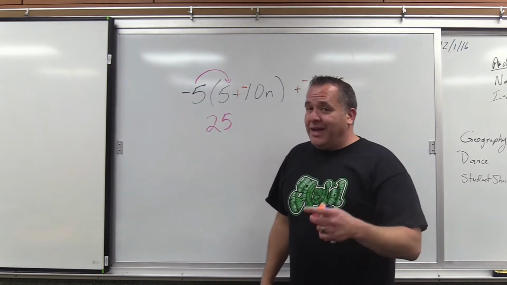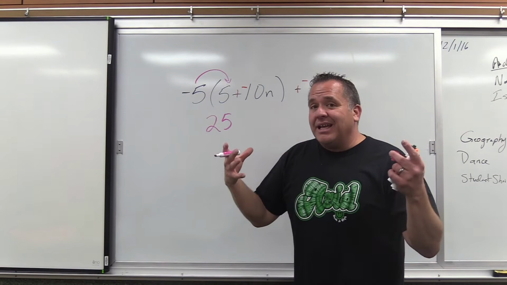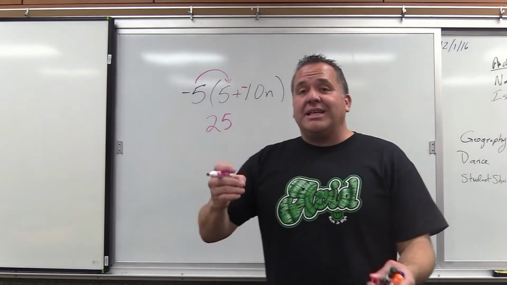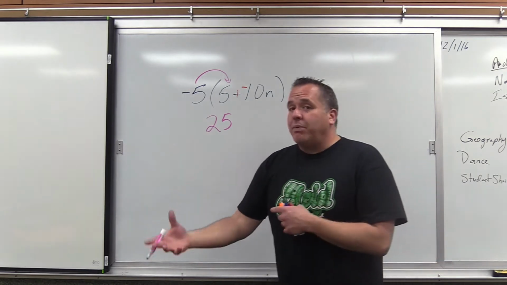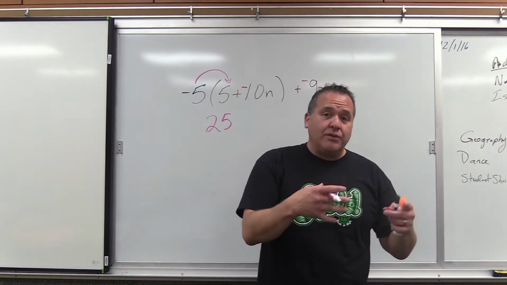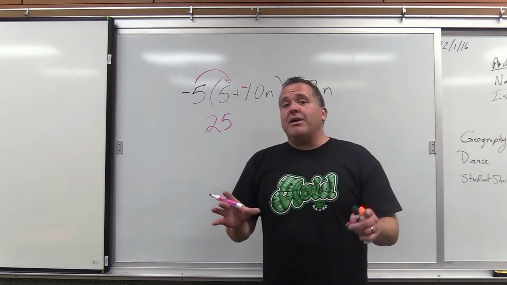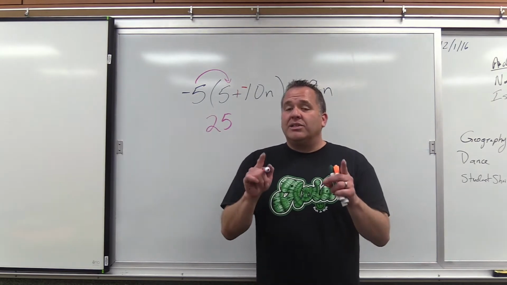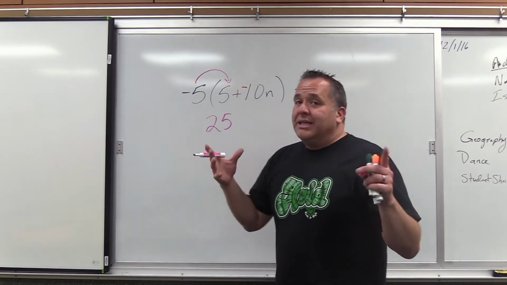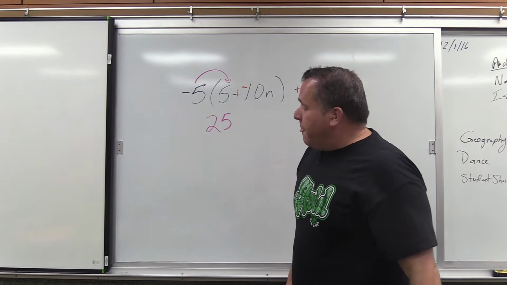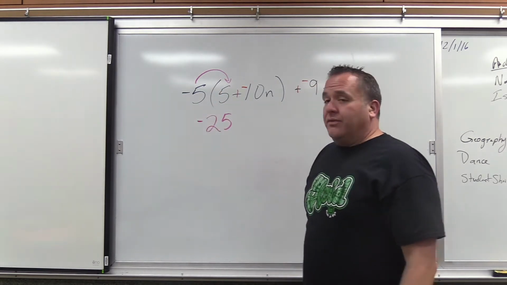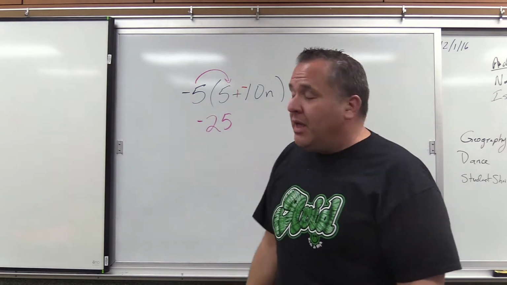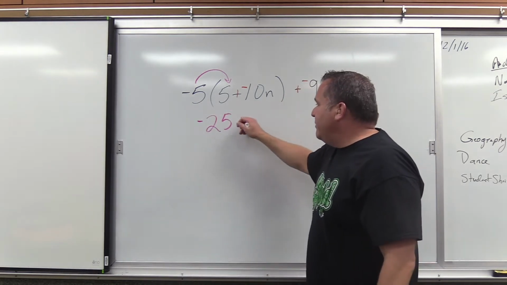Then you ask yourself, are the signs the same or are they different? Now remember, if the signs are the same, the answer is positive, and if the signs are different, the answer is negative. It does not matter which number is bigger or smaller. That's only for adding. But for multiplying, just know if the signs are the same or if they're different. So here the signs are different, so the answer is going to be negative. So we got negative 25. Then we're going to bring down the plus sign.